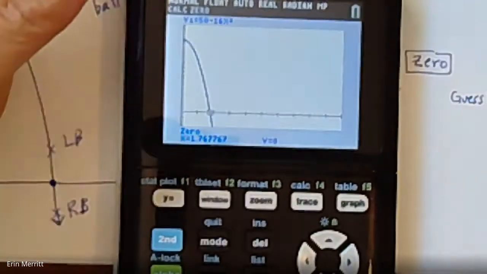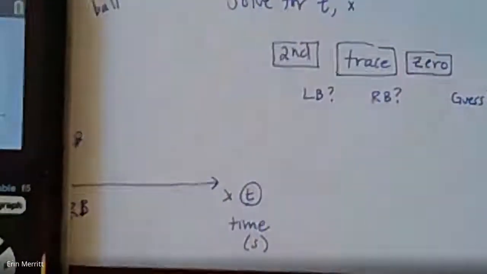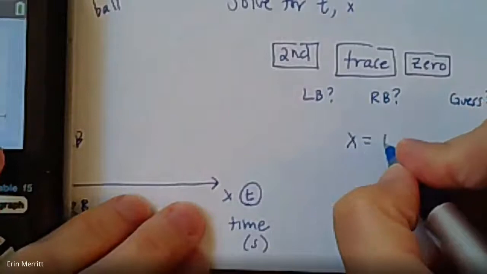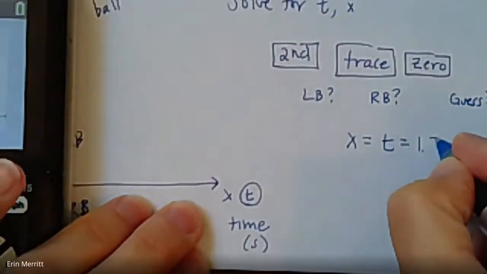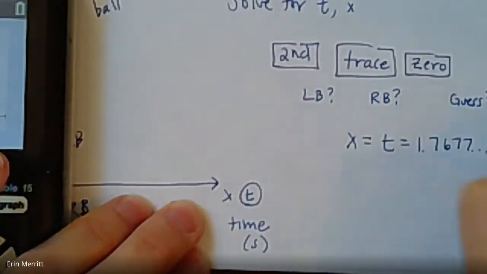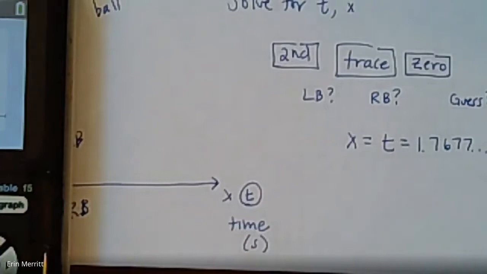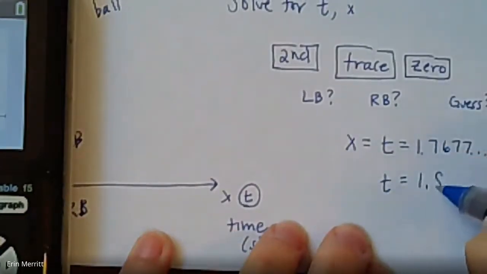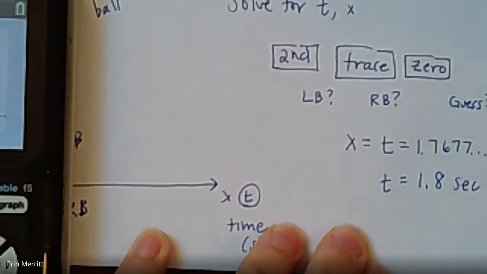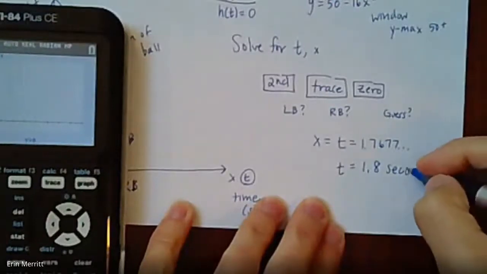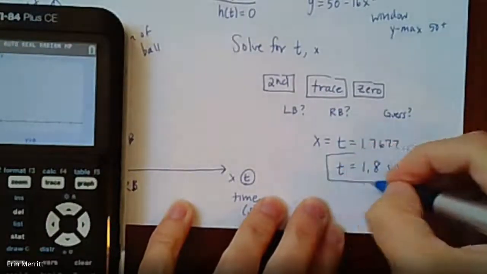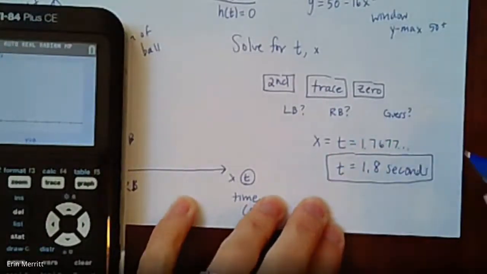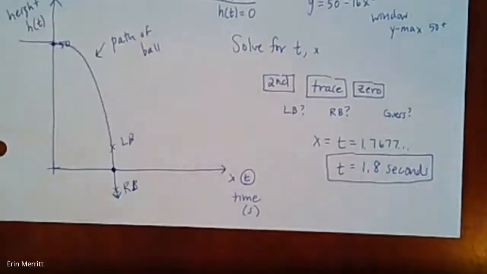So I have 1.7677 and it keeps on going. So my x, or really my t value here, comes out as that. So to the nearest tenth, we would say that t is equal to 1.8. And then remember the context, seconds, until it hits the ground. So that ball is launched off the top of the building, and not quite 2 seconds later, it ends up hitting the ground. There you go.